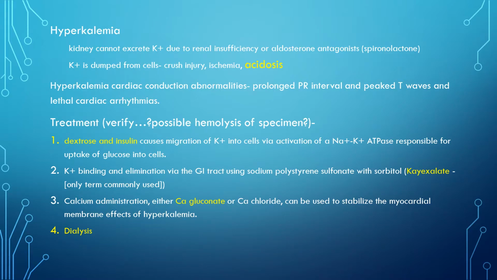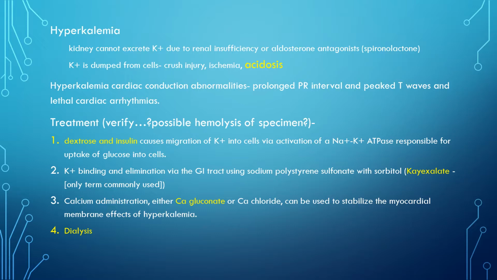There are a couple common mechanisms for the development of hyperkalemia. These include the kidney not excreting potassium due to renal insufficiency or the use of aldosterone antagonists, such as spironolactone. Another mechanism common in surgery is that potassium is dumped from cells either due to crush injury, ischemia, or acidosis. I have highlighted some of the words and concepts that come up frequently in the course of conversations among students, residents, and attendings, and appear with high frequency on examinations.